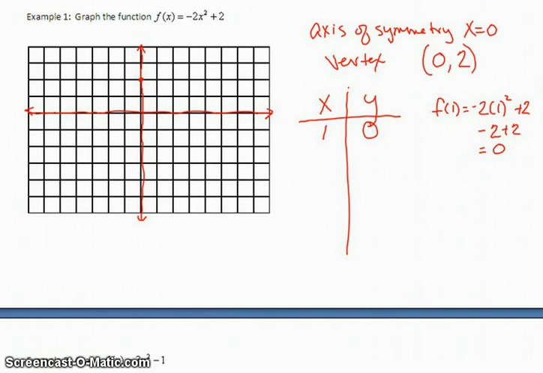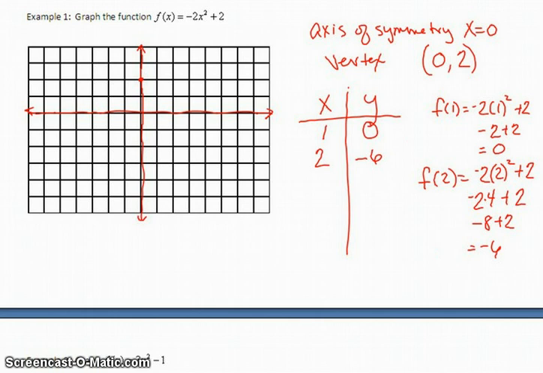Next, I want to pick points on the same side of that axis of symmetry. So I think I'm going to select 2 and see what happens when I put 2 in. So I'll have f of 2 equals negative 2 times 2 squared plus 2. That's negative 2 times 4 plus 2, negative 8 plus 2, negative 6. And for our purposes, 2 extra points and the vertex is plenty.